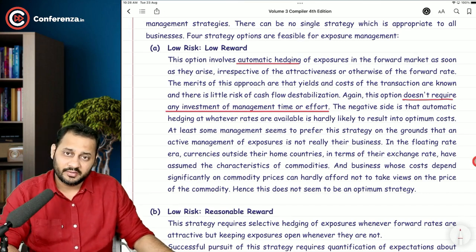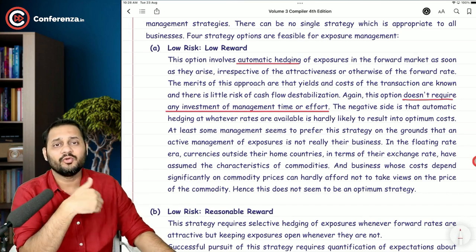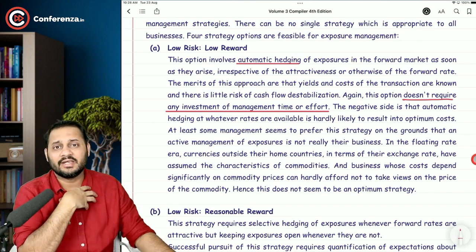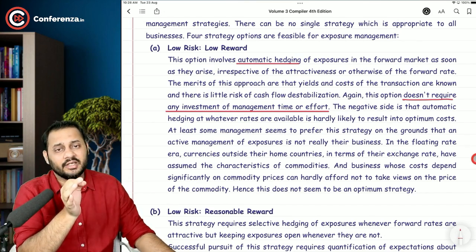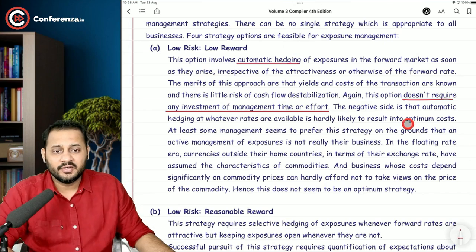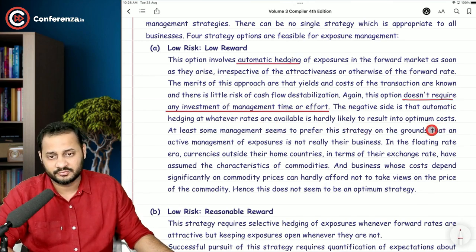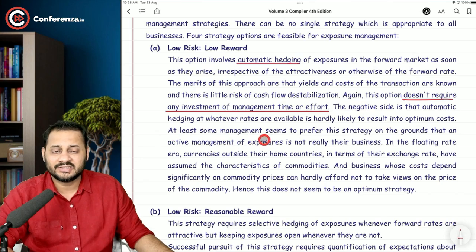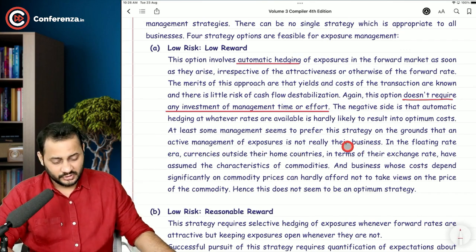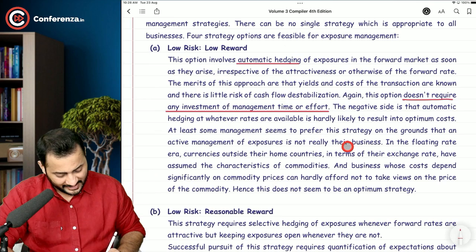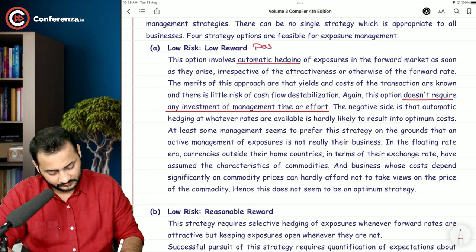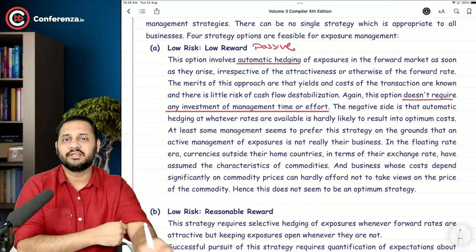This is a very good part, that once I frame the policy, I don't have to look into it again and again. So I can save my time and money in that. The negative side is that automatic hedging at whatever rates are available is hardly likely to result into optimum cost. At least some management seems to prefer this strategy on the grounds that an active management of exposure is not really their business. So this is kind of passive management. This is a passive strategy.